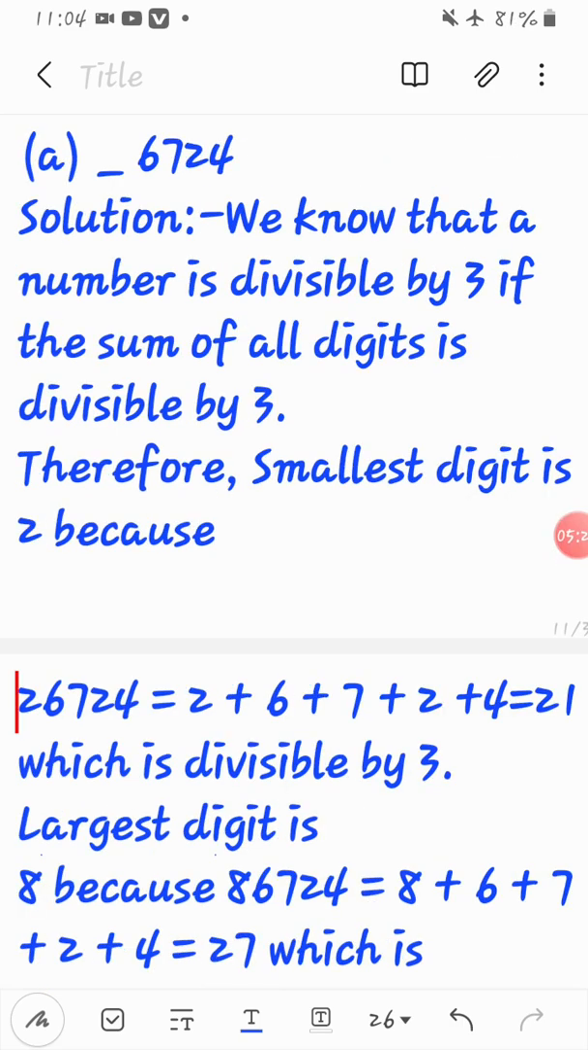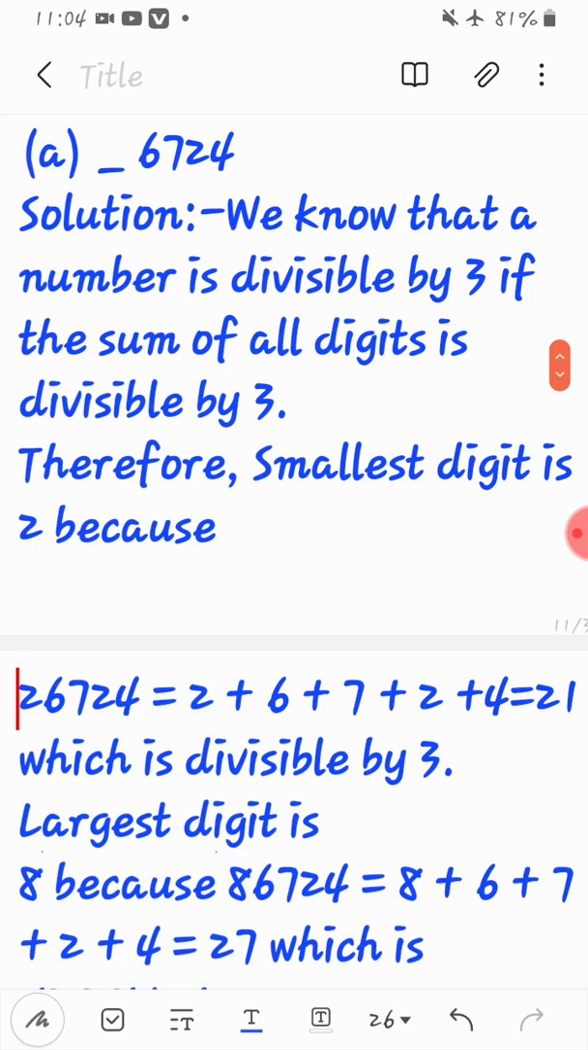Here a number is given, but the first digit is blank. We have to fill it with the smallest digit once and the greatest digit once. So 6724. We know the rule, so let us add the remaining numbers first of all. A number is divisible by 3 if the sum of all the digits is divisible by 3. Therefore, the smallest digit is 2. If we add the digits, we get 19.